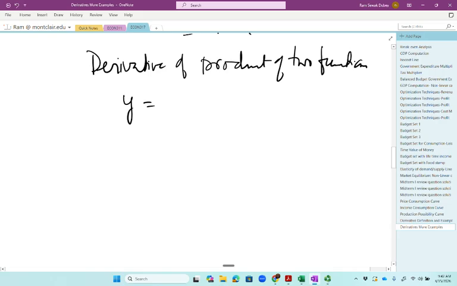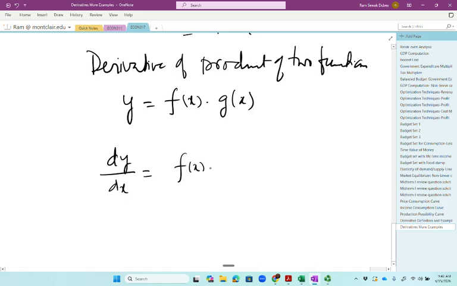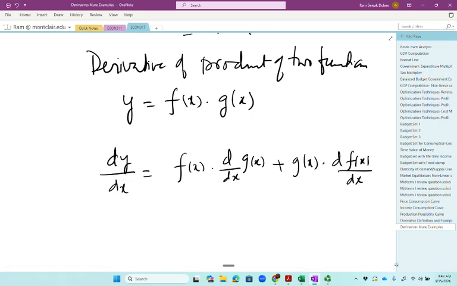So I have y being defined as the product of f of x times g of x. f and g are two distinct functions. Then the derivative, this is the product rule: first function times the derivative of the second function plus the second function times the derivative of the first function. So that's the product rule.